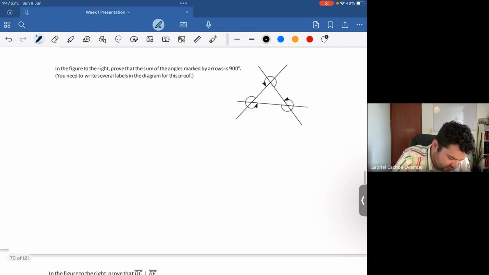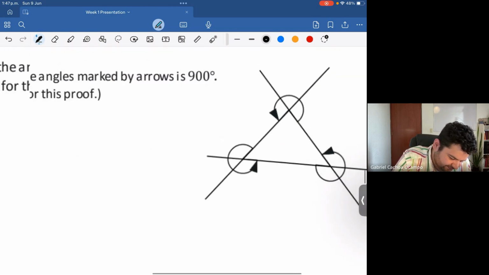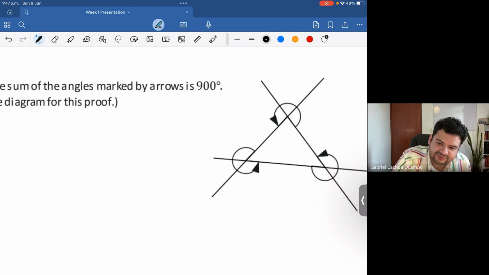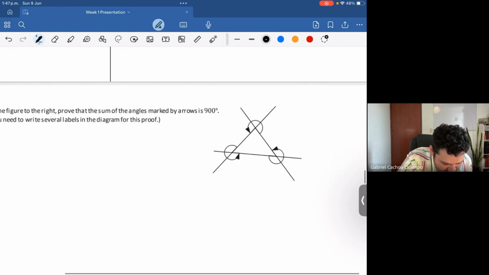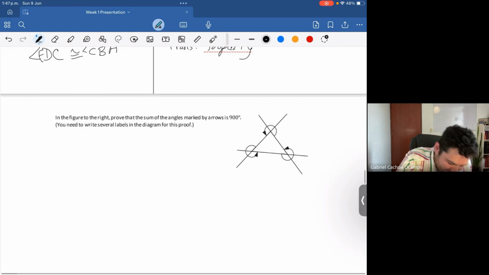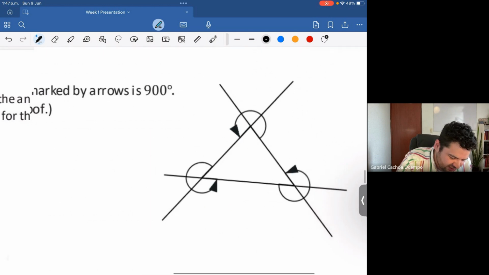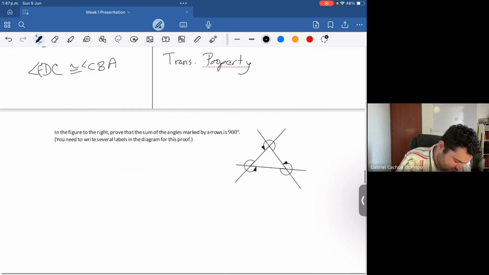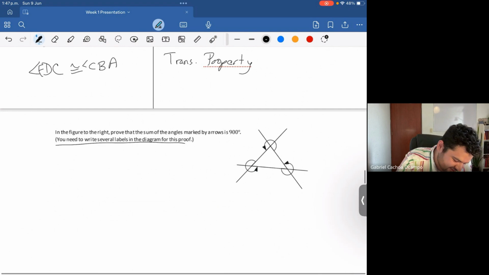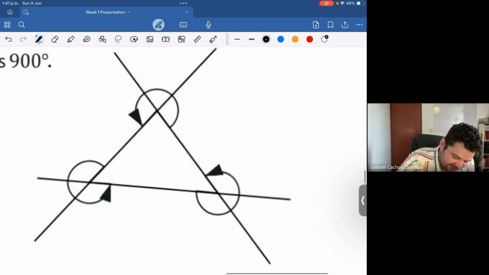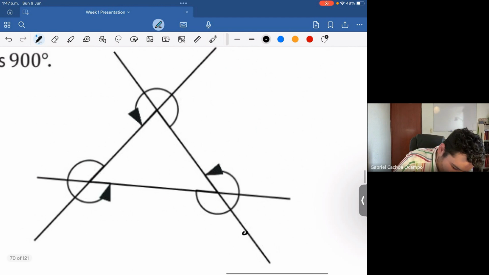Okay, so this one, I don't want to write it. Okay, I will write it. So we can do it. The problem is that we need to label several things. So I'm going to write it.